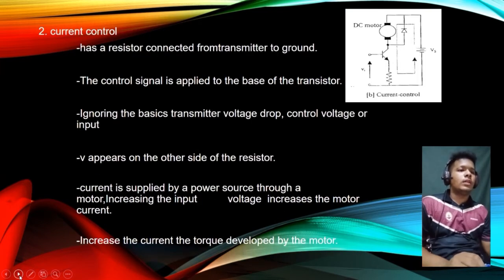Next, number two, current control. Have a transistor with its emitter connected to ground through a resistor. The control signal is applied to the base of the transistor. Ignoring the base emitter voltage drop, the control voltage or input V appears on the other side of the resistor. Current is supplied by the power source to the motor. Increasing the input voltage increases the motor current. The increased current is what the circuit develops through the motor.